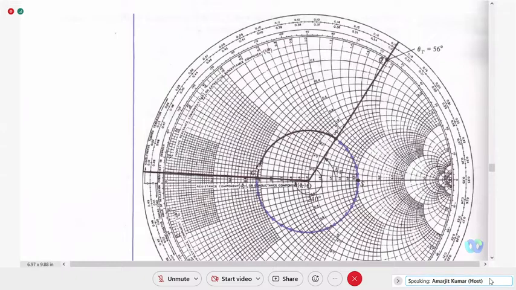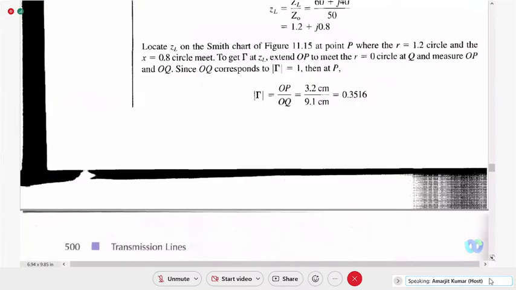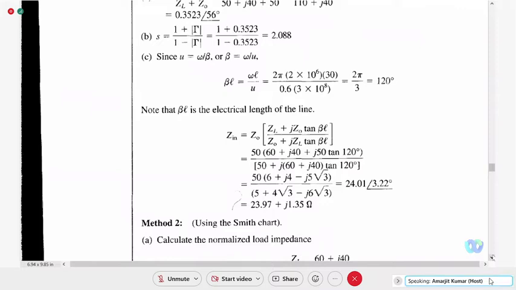Where this circle is crossing the positive gamma axis, it is crossing somewhere between 2.0 and 2.2. So it is, I think, 2.05. What do you say? So 2.1 they have taken. No problem. Okay, what was the result using theory? 2.088. So my guess is more correct.